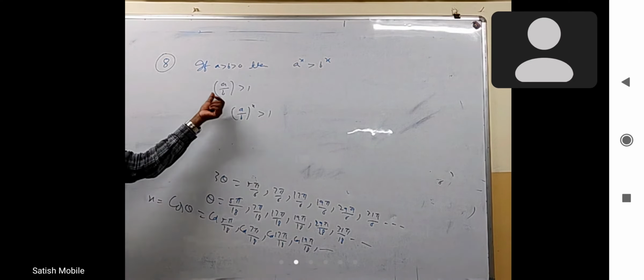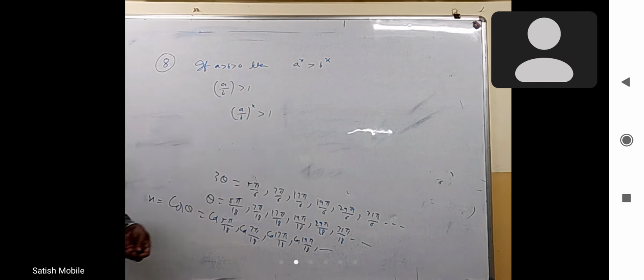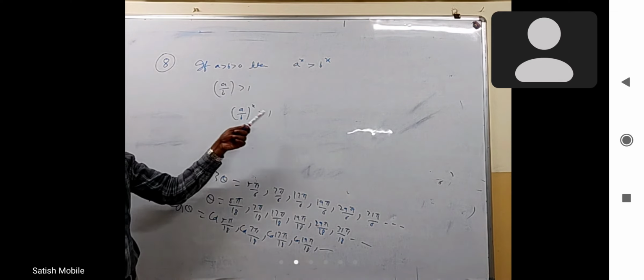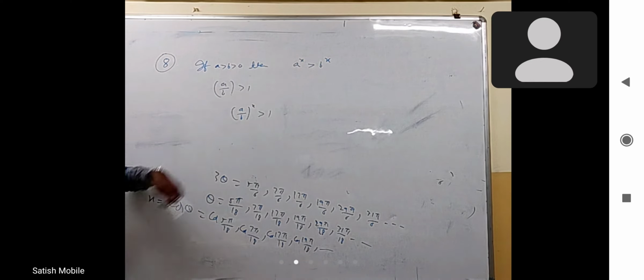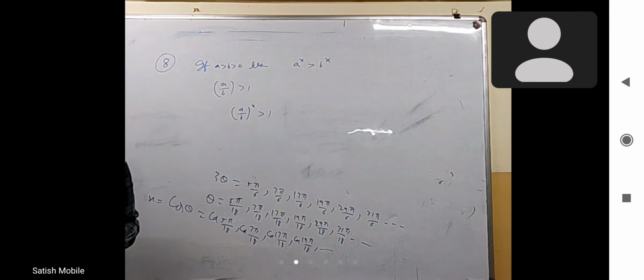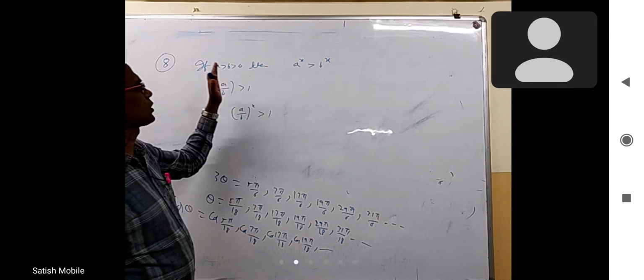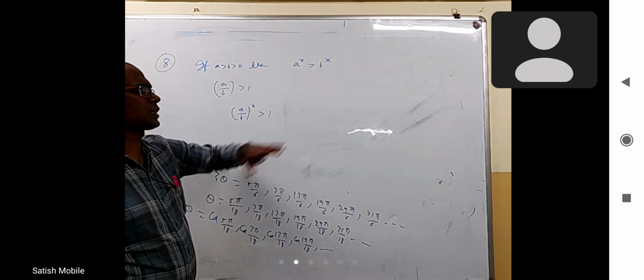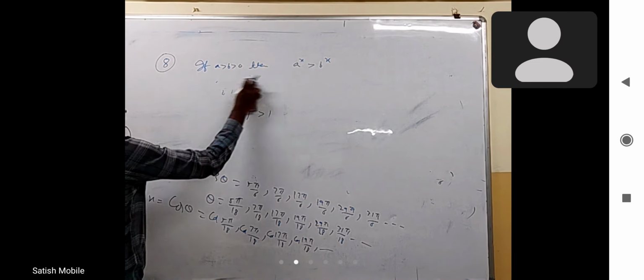If a number is more than 1, will any power of that be more than 1? As long as the power is positive. Because if the power is 0, the answer will be 1. And if the power is negative, for example, if this is 5 and the power is minus 2, 5 power minus 2 will be less than 1. So if you want to conclude that A greater than B implies A power x is greater than B power x, this x should be greater than 0.